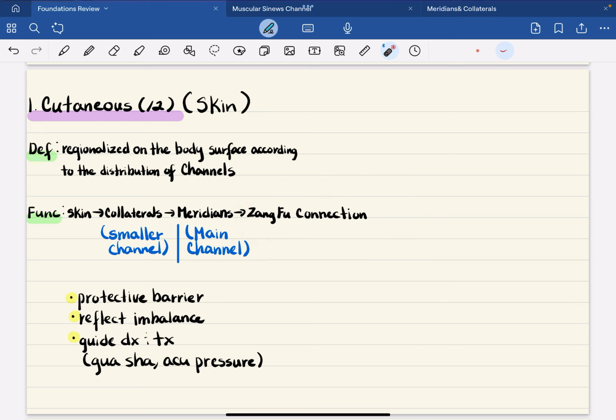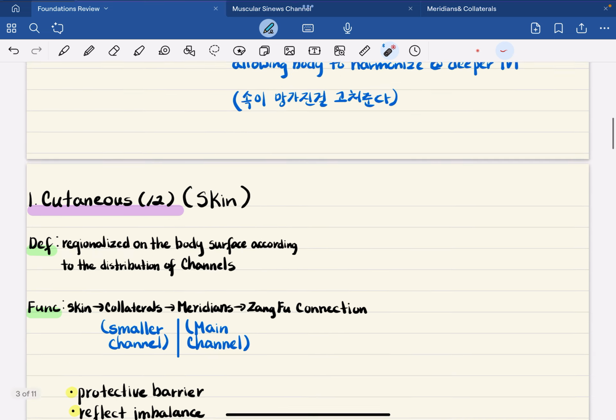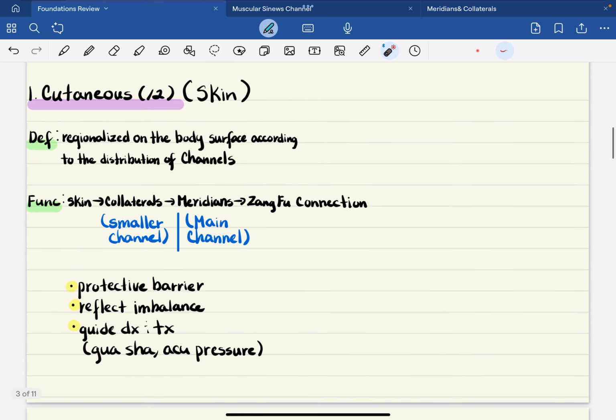It's the most superficial, but through the skin when we're needling, we go through those layers deeper and deeper, right? Not just because of how deep the needles actually go, but through the treatments, right? That's what triggers different areas, the way we do our treatment method. But in general, the cutaneous region is a protective barrier, right? It reflects our imbalances, because sometimes just through the skin is how it expresses the signs and symptoms of certain diseases, right?